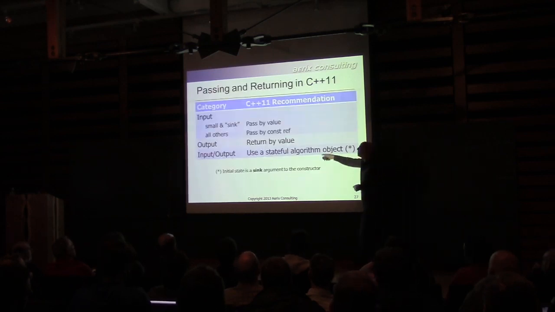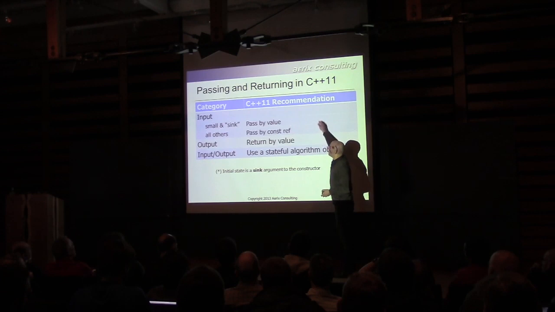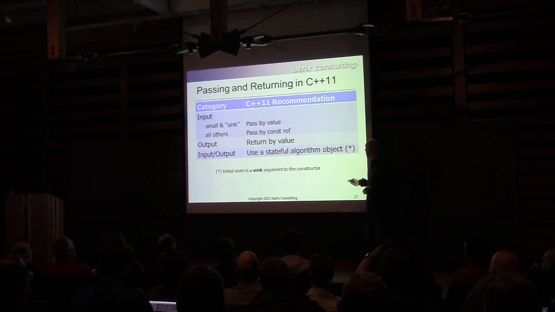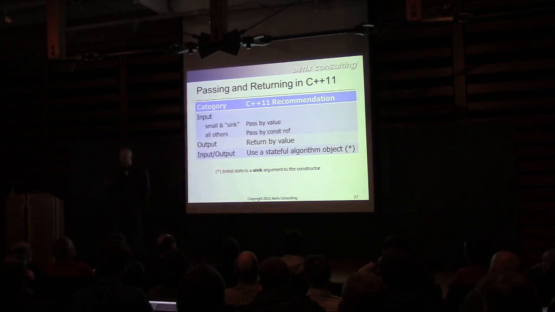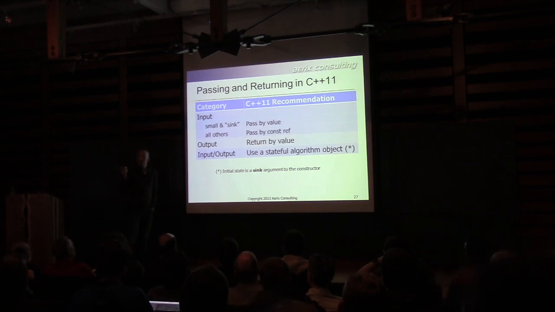So here's the new recommendation. Input and all others, you've got value by ref, return by value. Input output, use a stateful algorithm object. And if your algorithm object requires some initial state, well, naturally, you're going to pass that to that object's constructor. And that's a sink parameter. So you pass it in by value. Okay?